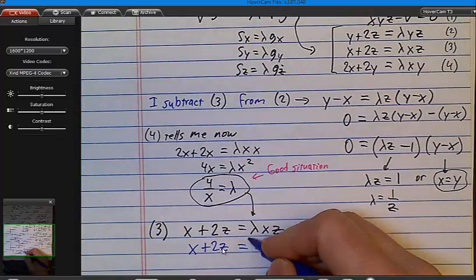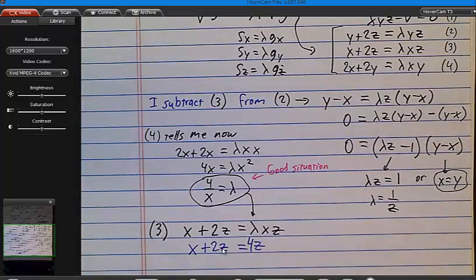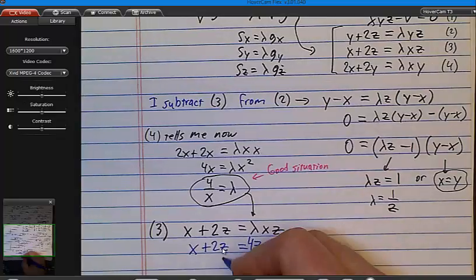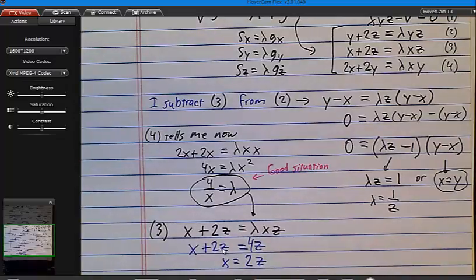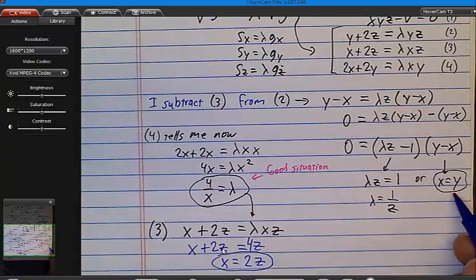4z, yes. 4z. That's even better. Because then what does x equal? 2 times z. So I think this just about gives you everything, right?